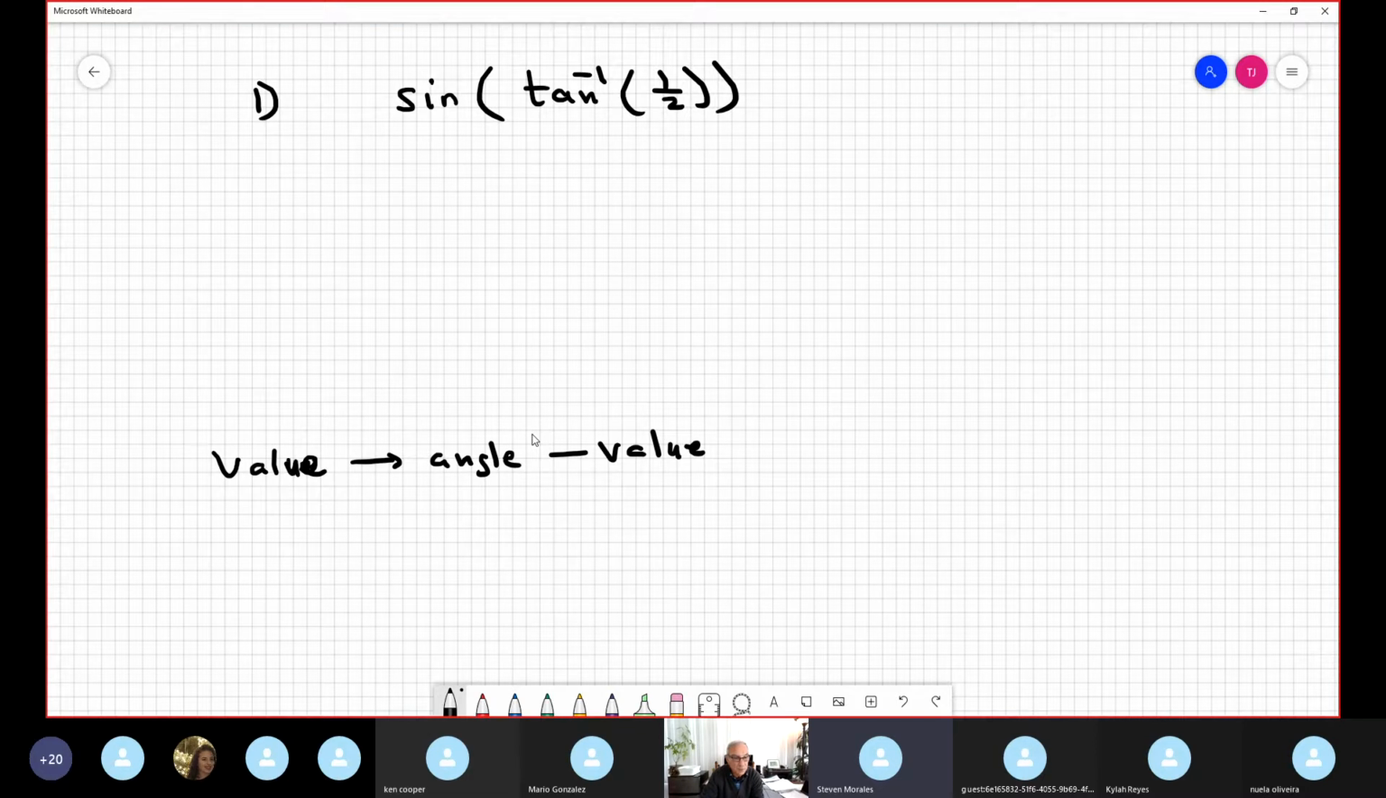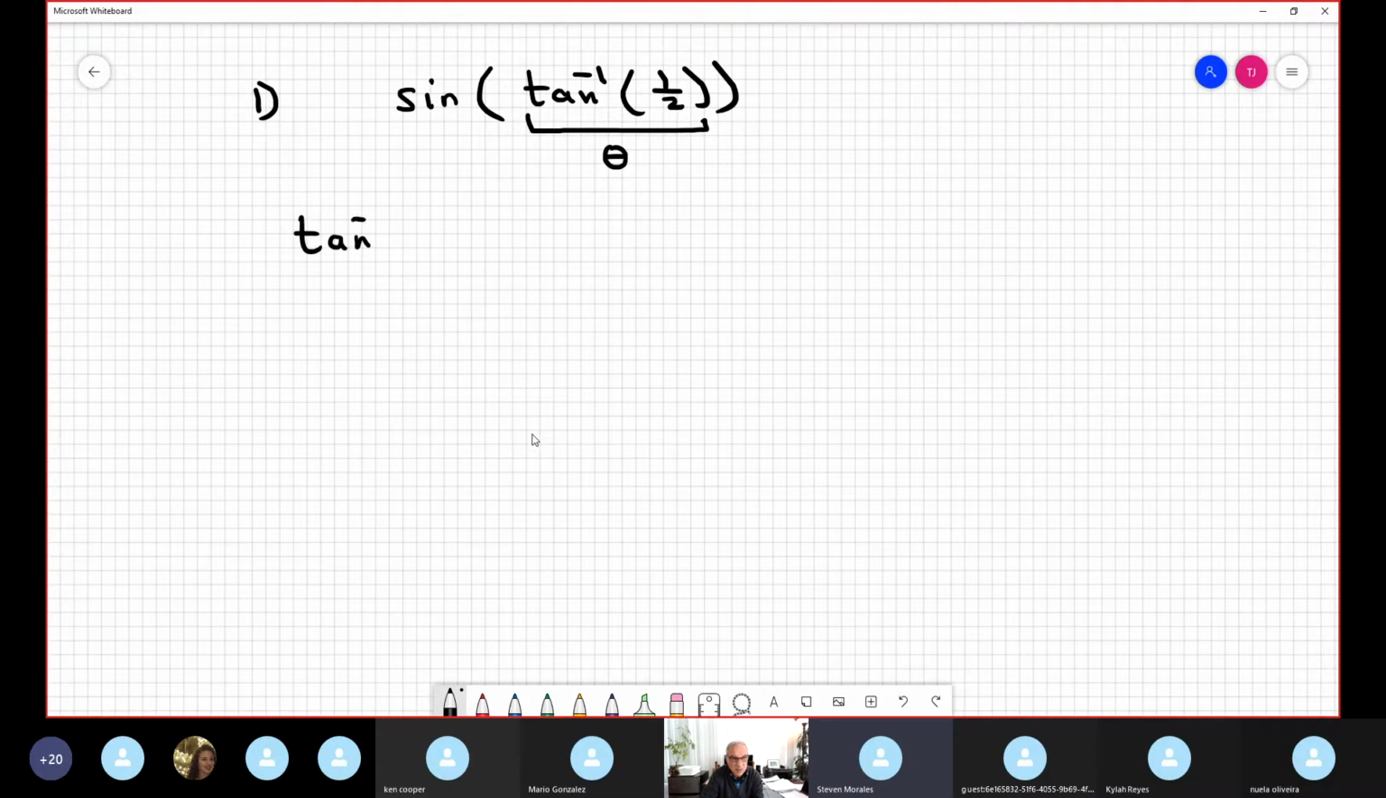Value. This is it. Okay, so you understand this? No problem. So let's do it step by step, and be careful with the restrictions of the tangent inverse. I call this guy theta because I know that this answer is the angle. So tangent inverse of 1/2 is equal to theta, which is equivalent to saying tangent theta equals 1/2.